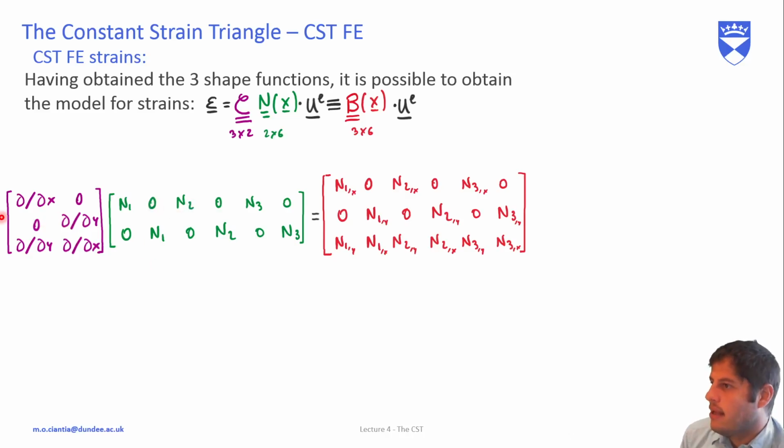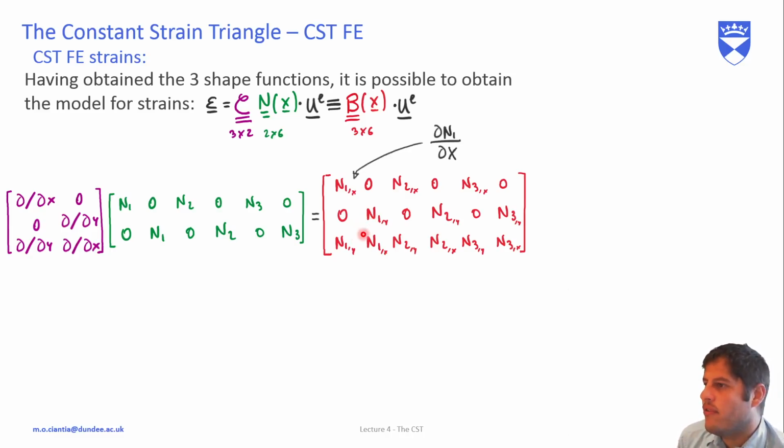Well, this is a 3 by 2 multiplying a 2 by 6, so we'll get a 3 by 6 matrix, and this times that gives us N1 derived by x, and then this times that gives a 0, and then this times that is N2 derived by x, and this times that is a 0, and this times that is N3 derived by x, and this times that is a 0. Then the second line will be this times this is a 0. This times that is N1 derived by y, etc.